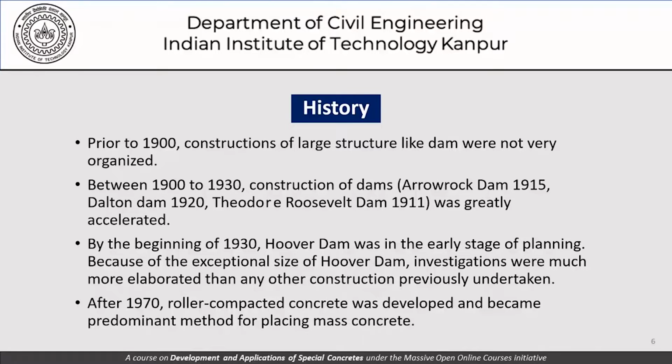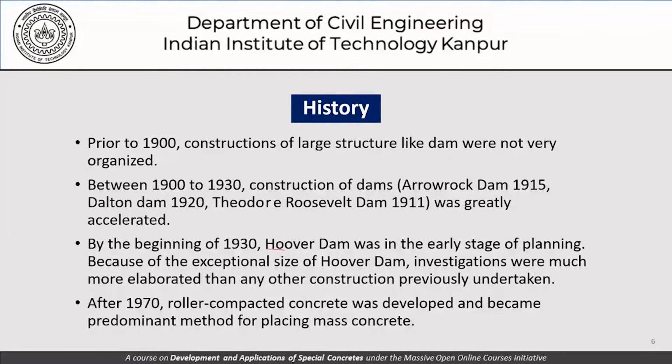Prior to 1900, the construction of large structures like dams was not very organized. Between 1900 and 1930, construction of dams such as the Arrow Rock Dam in 1915, the Dalton Dam in 1920, and the Theodore Roosevelt Dam in 1911 was greatly accelerated. From the beginning of 1930, the Hoover Dam was in the early stages of planning, and because of the exceptional size of this dam, investigations were much more elaborate than any other construction which had been undertaken earlier.